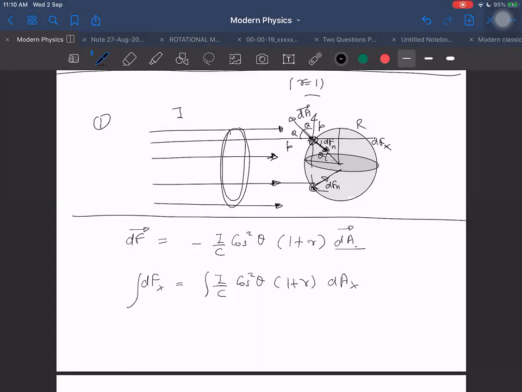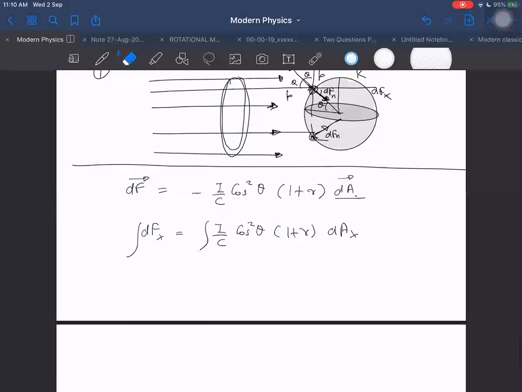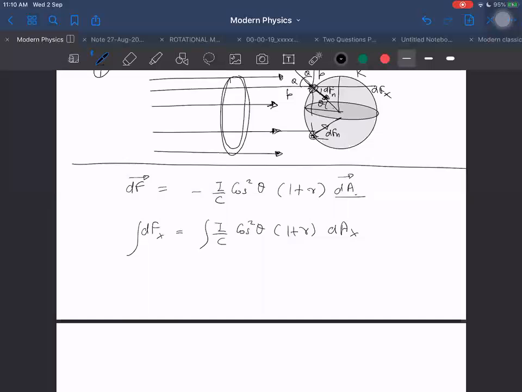Then for the resultant, if I take I constant, C constant, cos square theta constant, into cos square theta is not constant. Sorry, what am I doing here? Cos square theta is varying, obviously. I need to write this another way.